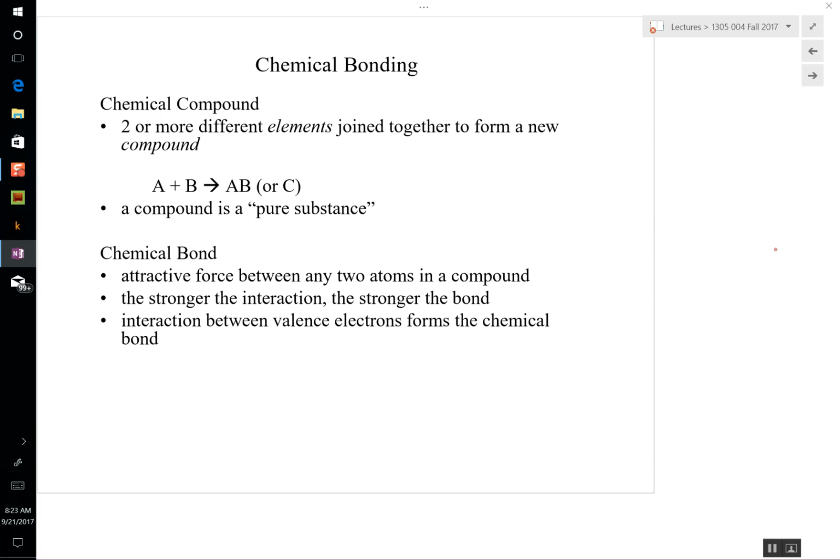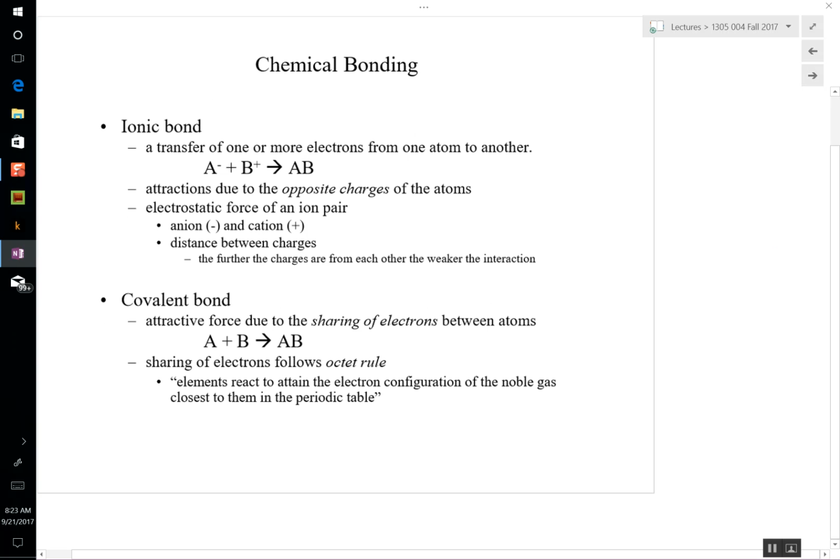We're going to divide the chemical bonds into 2 distinct categories: ionic and covalent bonds. We talked about ions. What are ions? They're charged particles. So ionic bonds form between compounds where the opposite charges of the ions are attracted to each other.